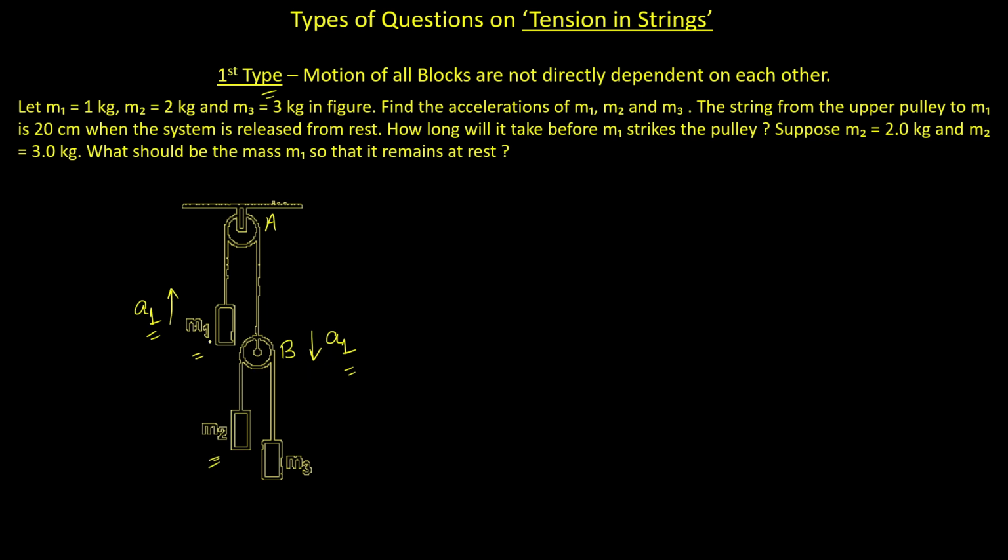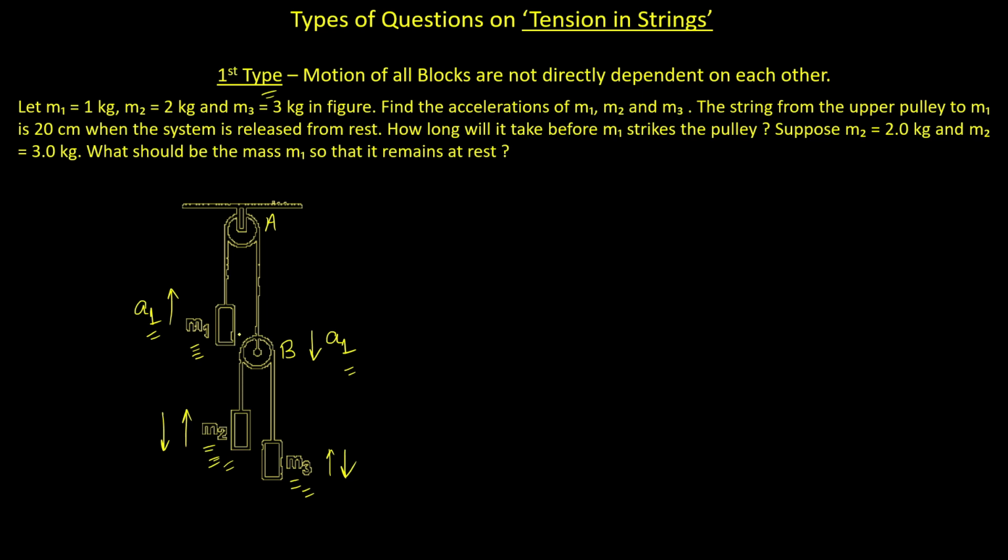But this movement of mass M1 is not affecting the direct movement of mass M2 and M3. What I mean is, just by looking at the movement of mass M1, we cannot say that this M2 is going to move upward or downward, or this M3 is going to move upward or downward, because the movement of M2 and M3 are independent of this movement of mass M1.